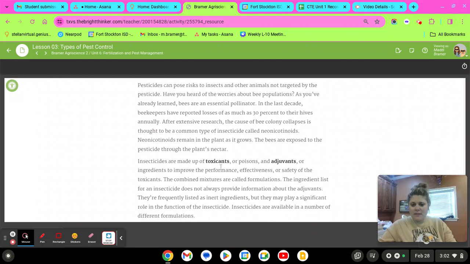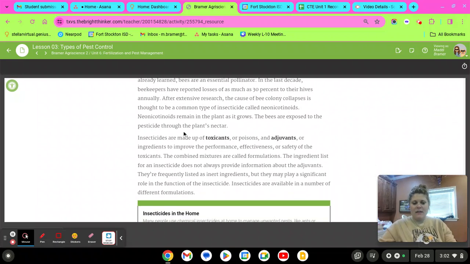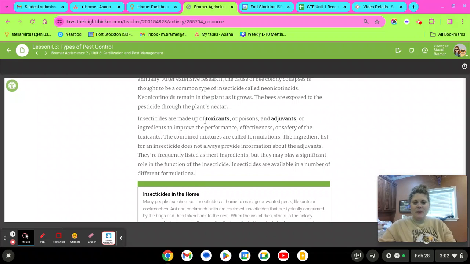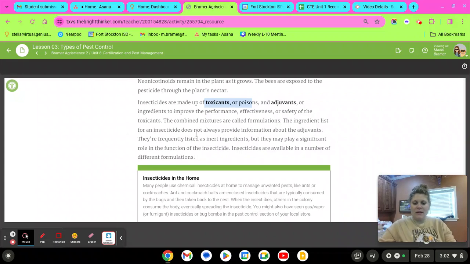Not all pesticides are this bad. The ones that are on the market, they have to go through extensive testing, and they're used with extensive laws. But try to make it your last resort. Insecticides are made up of toxicants, which are basically poisons, and adjuvants, which are ingredients to improve the performance, effectiveness, or safety of those poisons. This combined mixture is called formulations.